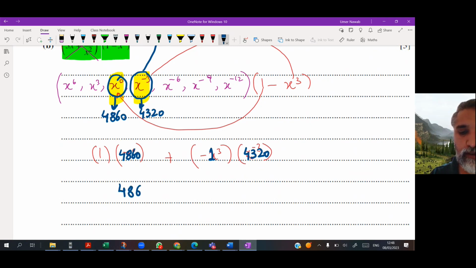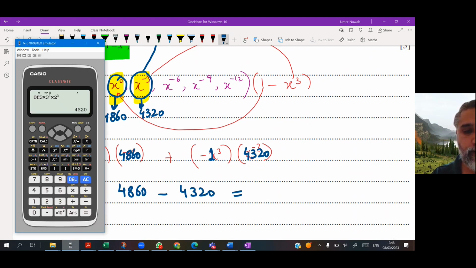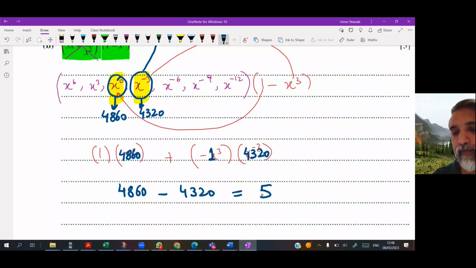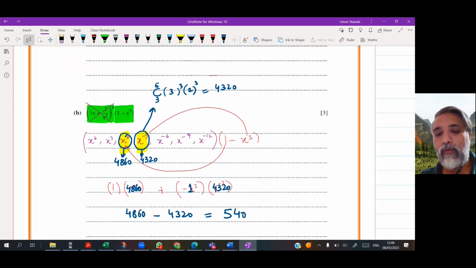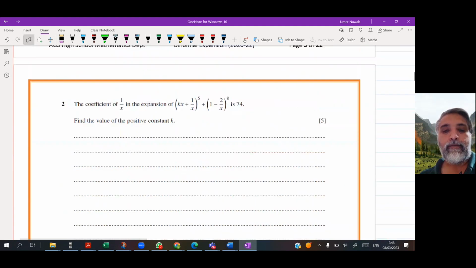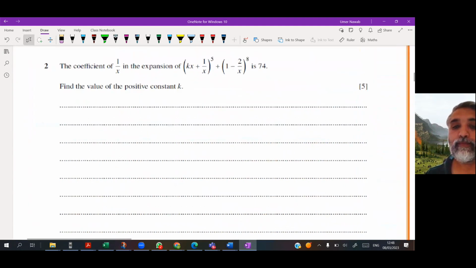So 4860 minus 4320. I'm not interested in writing x power 0. Just these two terms will be simplified. 4860 minus 4320 will give us 540. So when you simplify them, you will be getting 540 x power 0. Let's go to the next question.